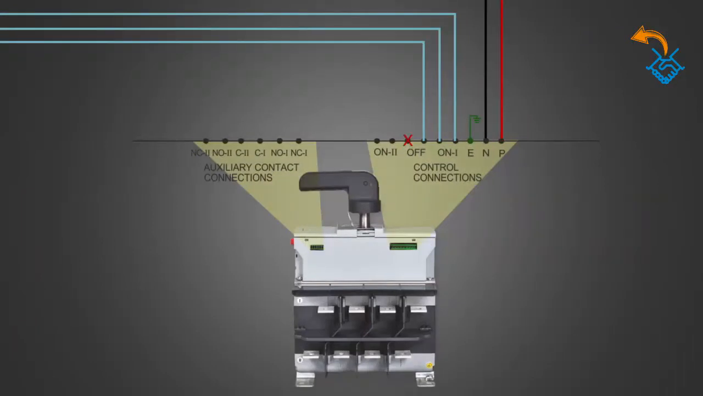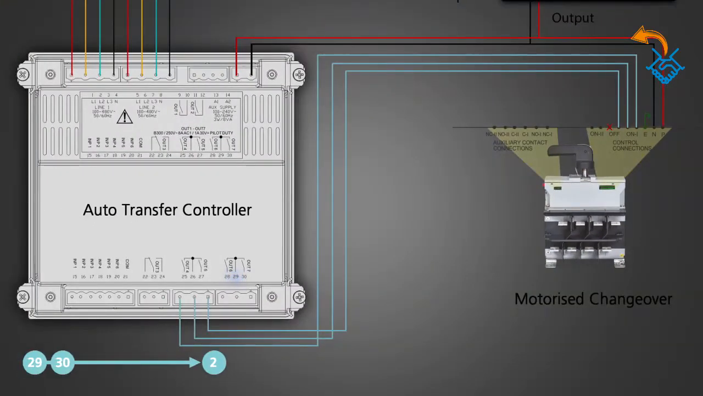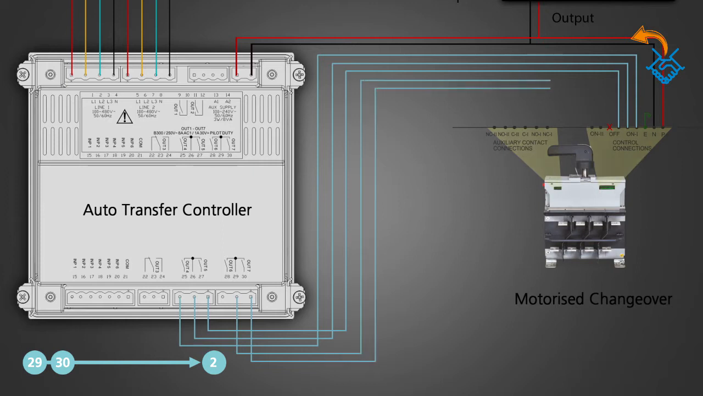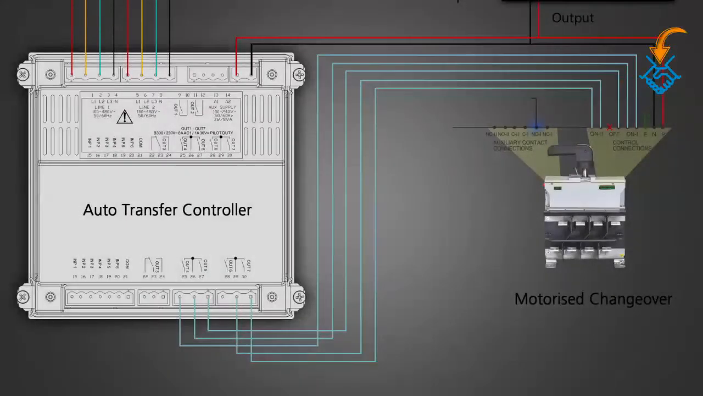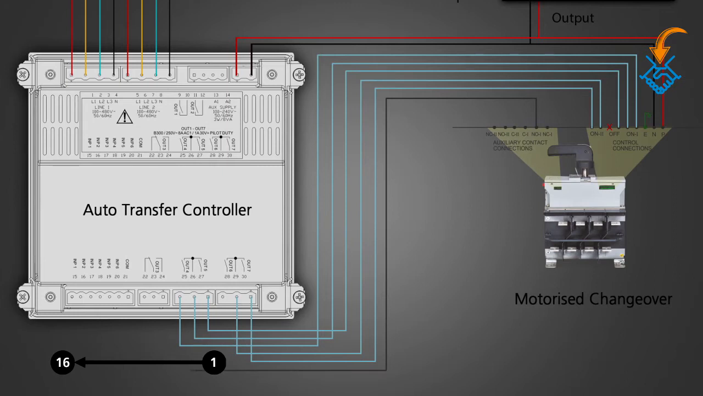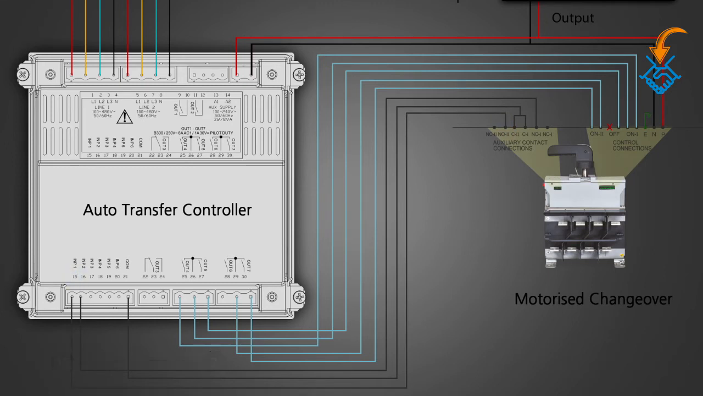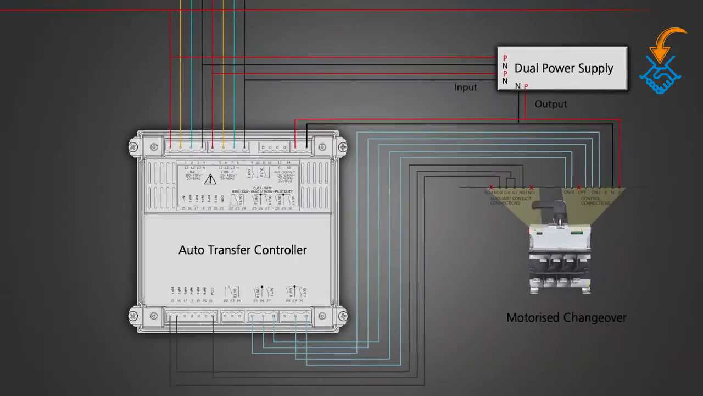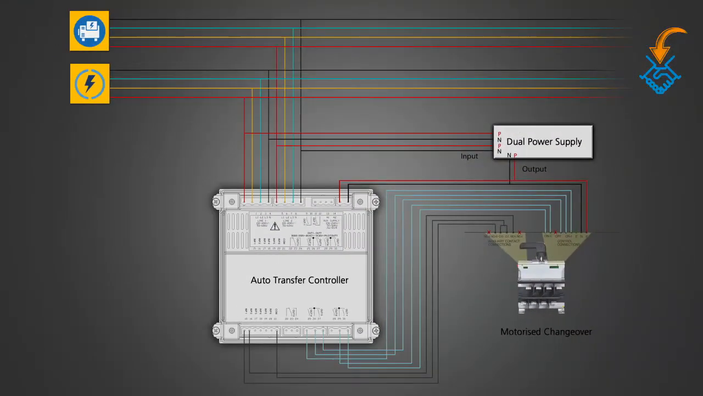Caution: no connection is required for pin 1 of the off position. Terminals 29 and 30 of output 7 of the controller are connected to MCO position 2. Input connection. Input connection from the MCO auxiliary contacts is connected to the input terminals of the controller as shown. With this, we have completed the connection between the controller and the MCO.